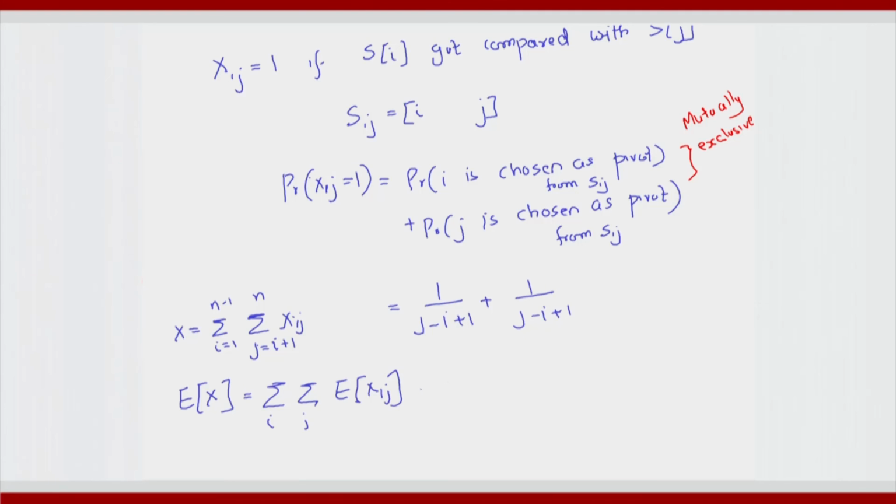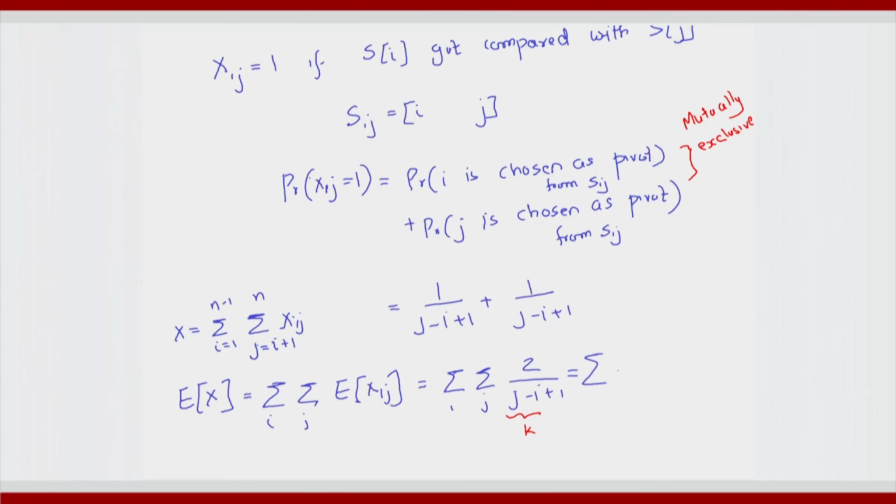Now what is the expected value of X_ij? Well, it is basically 1 times the probability of X_ij being 1 plus 0 times the probability of it being 0, which is not of interest. So the expected value will basically be 2 divided by j minus i plus 1. Now it turns out that with some amount of reordering and restructuring of the summation, we can simplify this expression. So let us do that very quickly. The first thing I am going to do is substitute for j minus i; let me call it k.